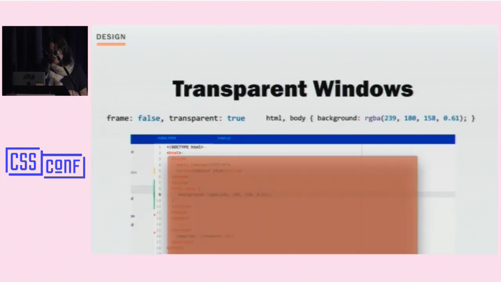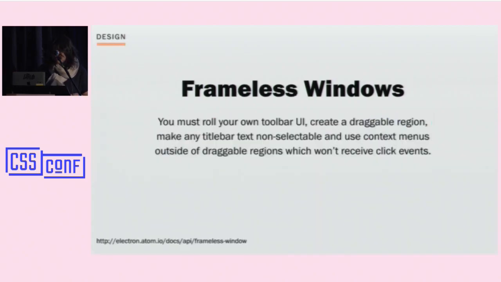And you can do things like also make it transparent, so you can set transparent to true for your window, and then if you set the HTML and body to a transparent value, then you get a transparent window, which could be nice depending on what your app does. But there are some major caveats to using a frameless window. They look really nice, but you have to roll your own toolbar UI. It's not hard, you know, onclick window.close, but you are making your own traffic lights.